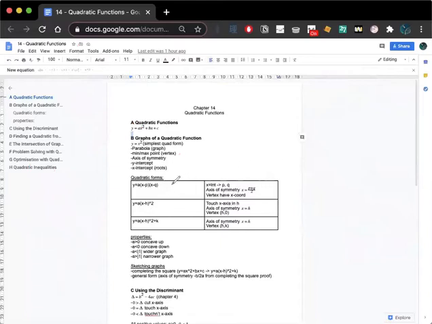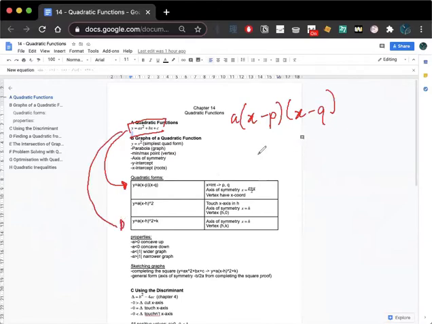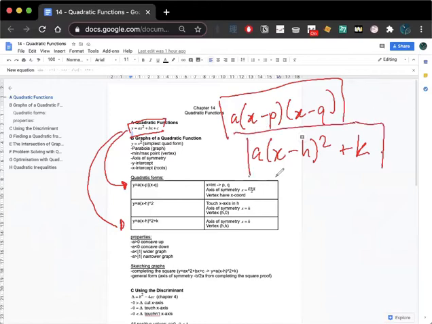Okay, so as we learned before, there are two common quadratic forms. This form, which could be factorized into a times x minus p times x minus q, and also another form, which is a times (x minus h) squared plus k. So these functions have their own properties. For this function, as I explained before, you can get the roots, the x-intercepts, which are this and this.